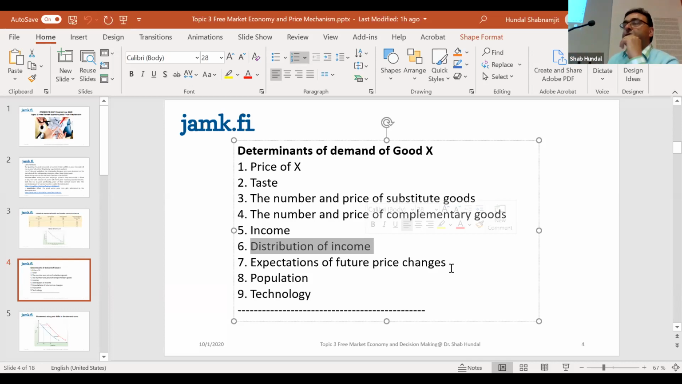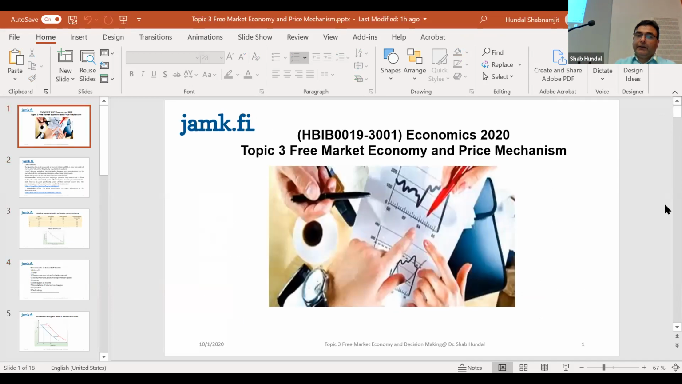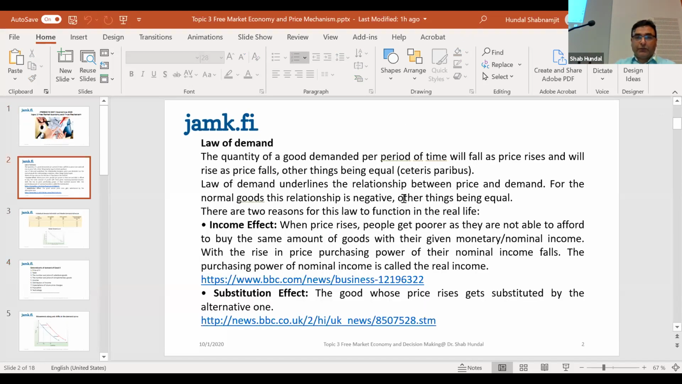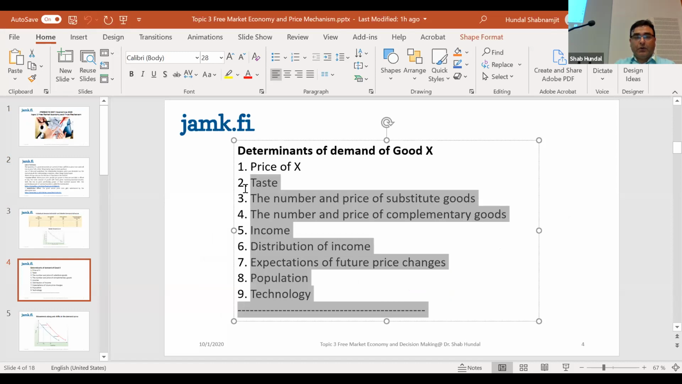So the point I'm trying to make is that this very fine, very sophisticated, one sentence relationship between price and demand holds if the other things are equal. And once the other things being equal condition is lifted, the relationship between price and demand doesn't hold much. So when I say other things being equal, I mean that if you want to study demand for X as a function of price of X, you have to assume that all other factors are constant.